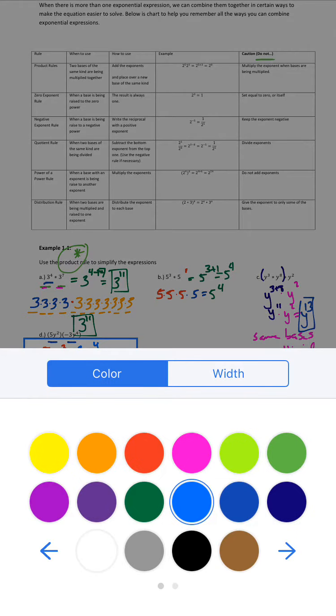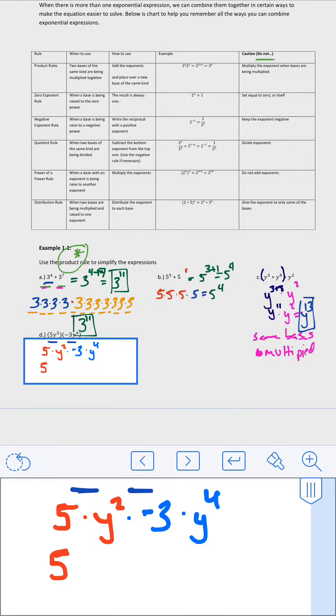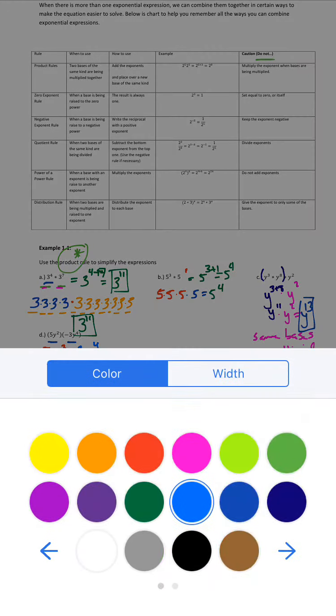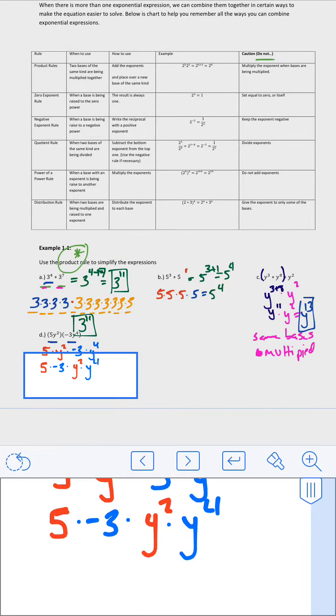So I'm going to keep the 5 where it is, but I'm going to move the y squared over, and I'm going to move the negative 3 over, but keep the y to the 4th. So I put all of the numbers first, and then all the variables at the end, just for purposes of organization. Now numbers I can just go ahead and multiply. These are not the same base. 5 and negative 3 are not the same base, so I wouldn't add them. I would multiply them. I end up getting negative 15.